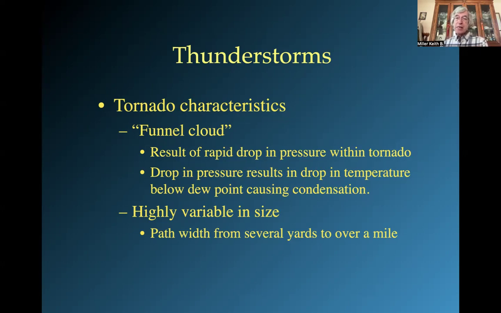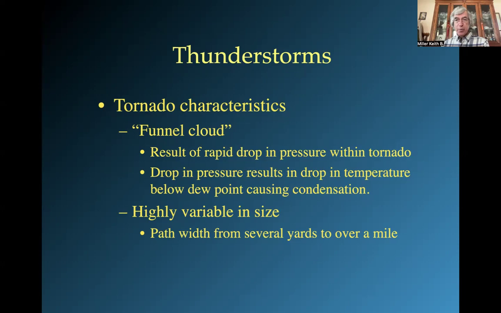Interestingly enough, in tornadoes where the pressure drop is not as great, they're actually invisible. The only way you would see a tornado is when it picks up dirt or debris and makes it visible. But what we think of as a funnel cloud is a factor of the air rising rapidly, depressurizing, temperature dropping, and hitting the dew point.